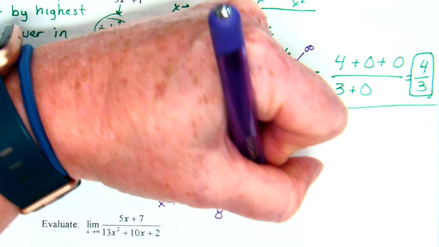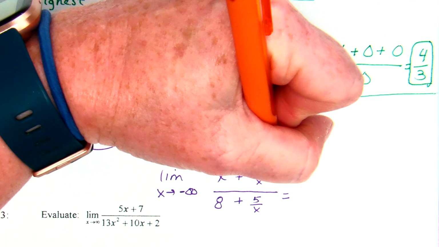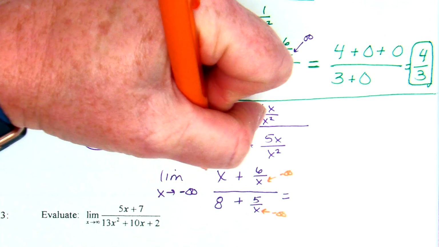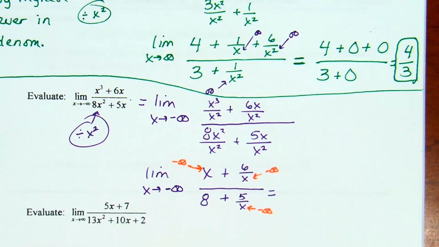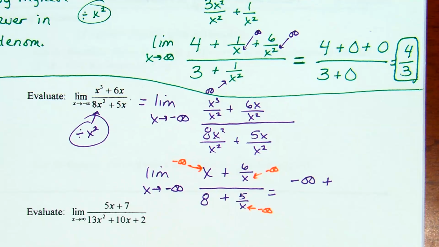What am I plugging in this time, so to speak? Negative infinity. Okay. So, plugging in, every place I see an x, I'm replacing it with negative infinity. Well, if x is x, and I plug in negative infinity, that is negative infinity. Plus, what about 6 divided by negative infinity? You ready this time? Yep, that's fine.